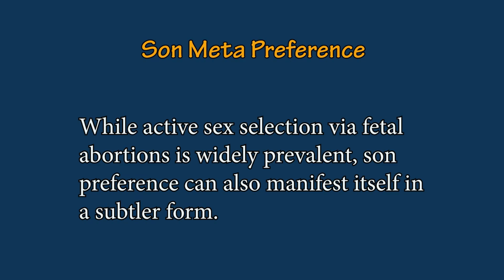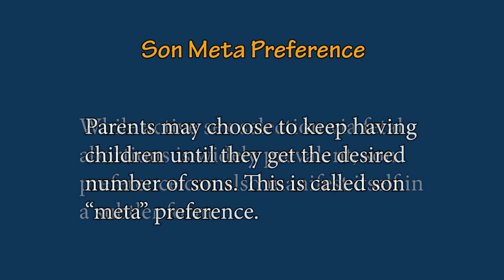So after discussing the issue of missing women, let us now discuss the last topic of this lecture, that is son meta-preference. Son meta-preference is a technical term, and it actually means excessive bias towards son. While active sex selection via fetal abortion is widely prevalent, son preference can also manifest itself in a subtler form. Parents may choose to keep having children until they get the desired number of sons. This is called son meta-preference.